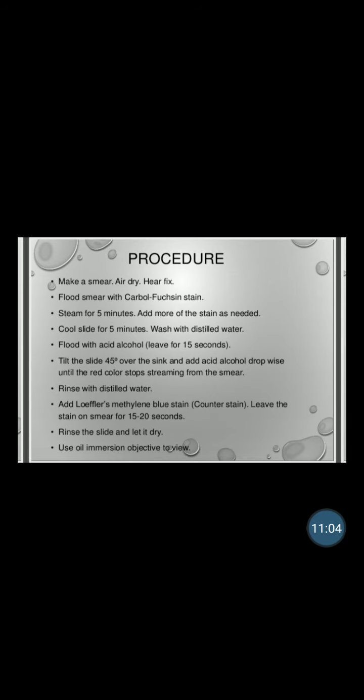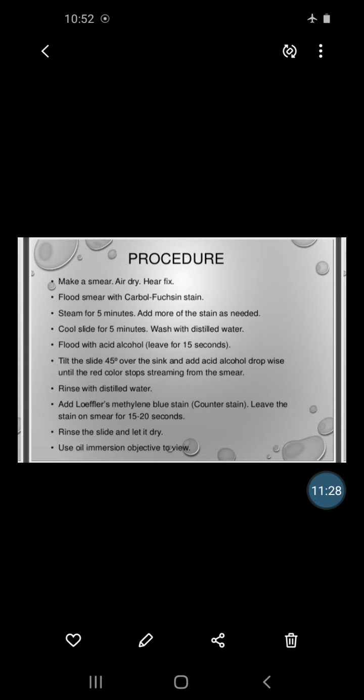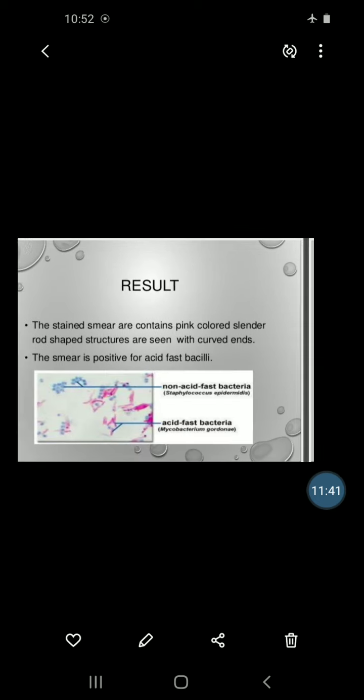Then rinse the slide with distilled water, then add Loeffler's methylene blue stain. This methylene blue acts as a counterstain. Then leave the stain on the smear for 15 to 20 seconds. After that, rinse the slide and dry it, that is natural drying. Then it is observed under the oil immersion objective, that is the 100x objective.